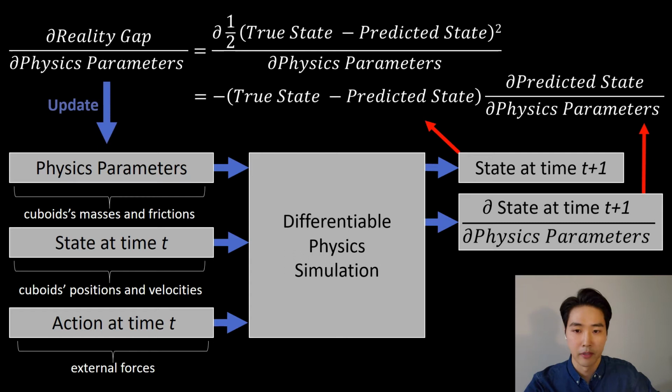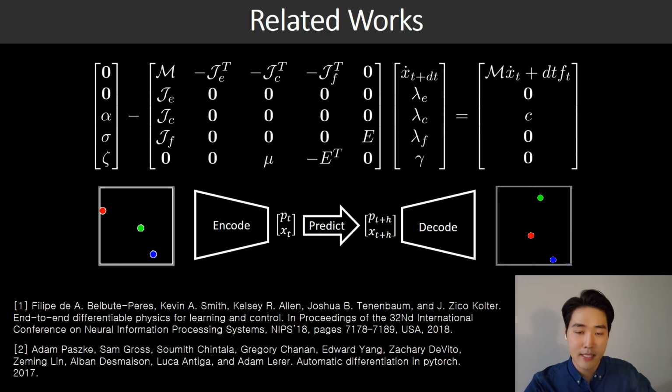update the physics parameters. Recently, it has been observed that a standard physical simulation, which is formulated as a linear complementarity problem, is also differentiable and can be implemented in Python. We propose a modification of this work.